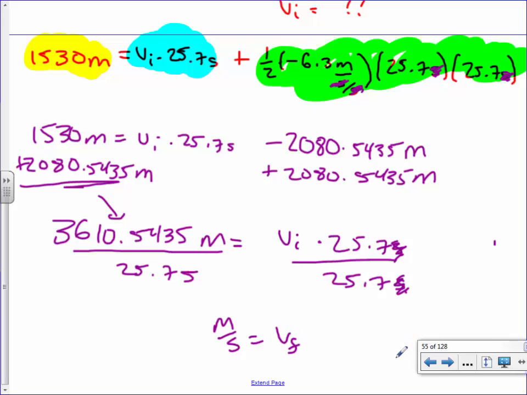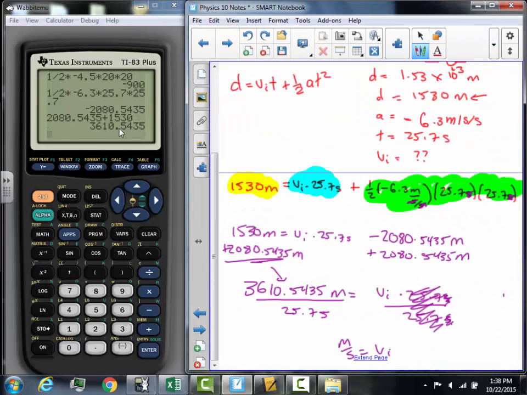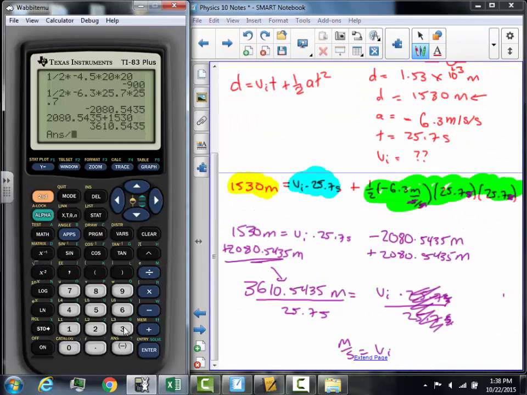Oh, wait, that's not VF, that's VI. So this side over here should cancel. And now you're left with this number here divided by 25.7. There's our final answer. We still have to clean this up though. I got 140.4880379.